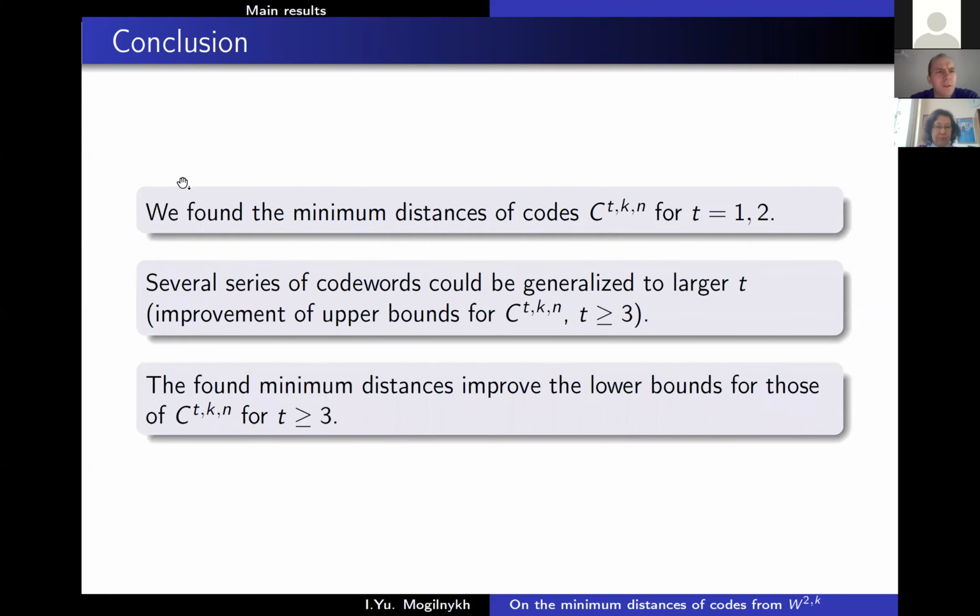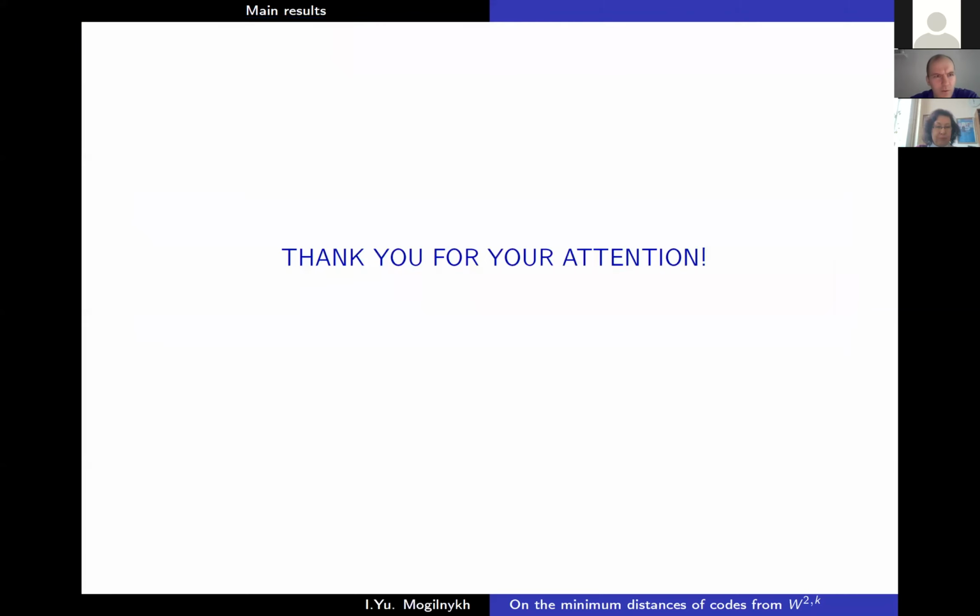I give the conclusion. We studied the minimum distances of the codes from inclusion matrix. We found the exact values for the minimum distances of these codes for t equal to 1 and 2. We gave improvements on the upper bound in some cases and lower bounds on the minimum distance also. Thank you.